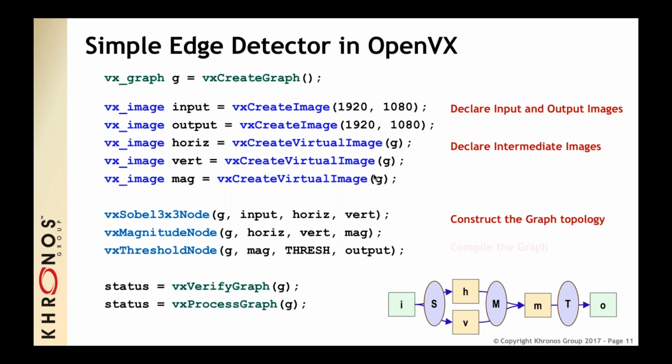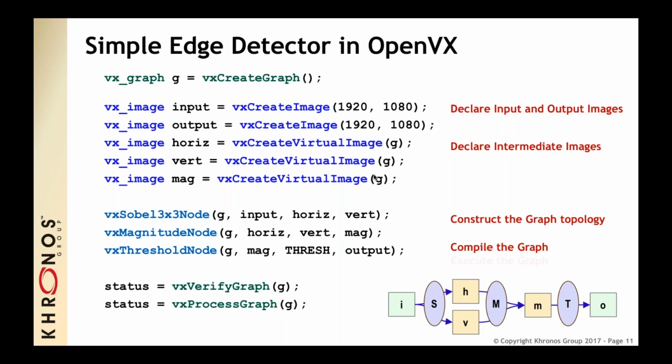Once you build a graph, the first thing is you have to compile the graph. That's where you call vxVerifyGraph. You're telling the underlying OpenVX to do all the checks to make sure the graph is okay. And that's a placeholder for every vendor to look at the whole graph and try to apply all the optimization techniques that I described in the previous slide.